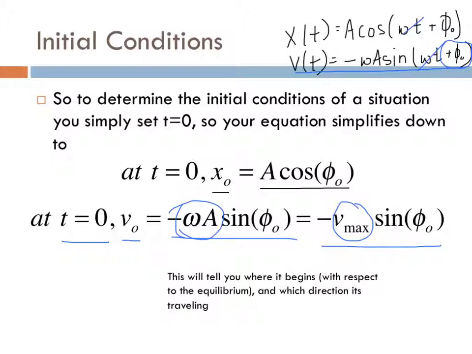Now remember that here our position and velocity are both vectors. So if we do get negative values, then it is to the left of our equilibrium position if we're talking about position. And if it's a negative velocity, then we are traveling to the left.